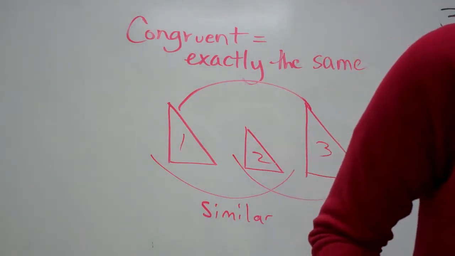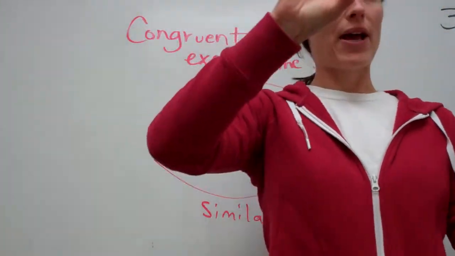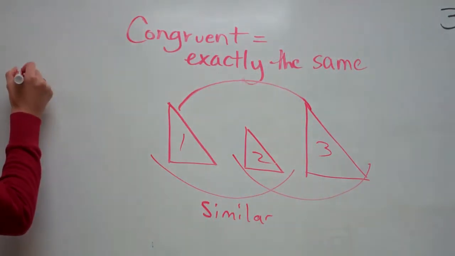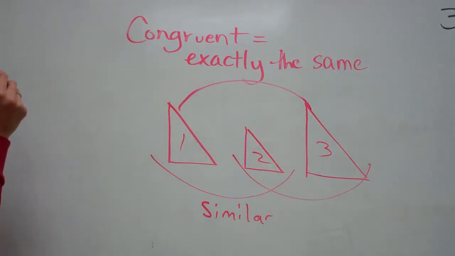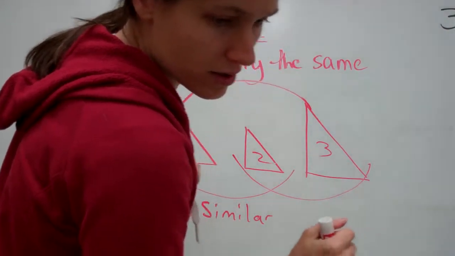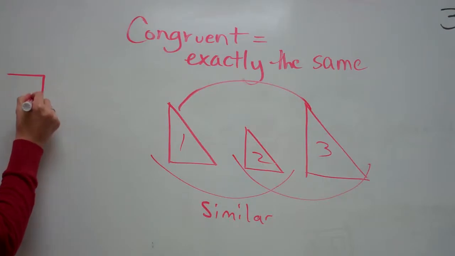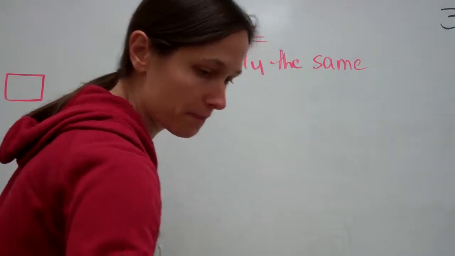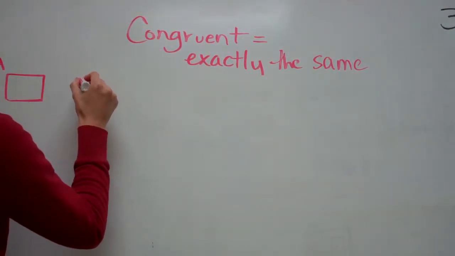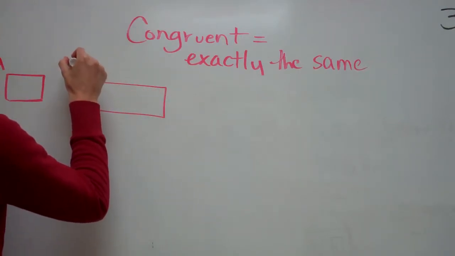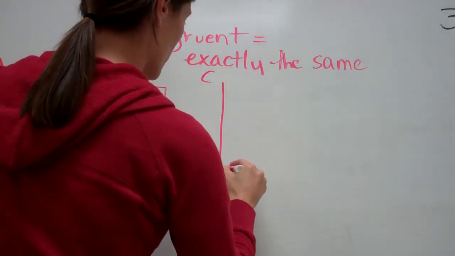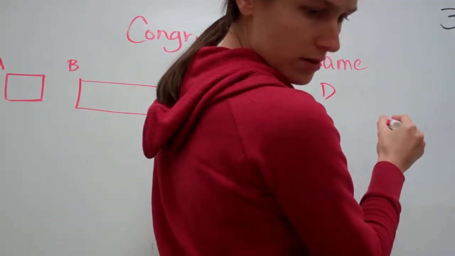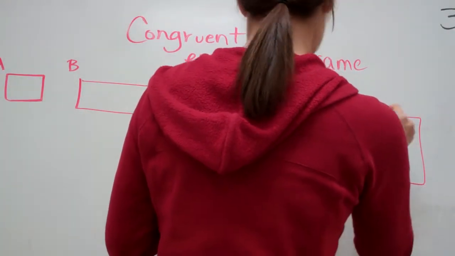Now, here's what I want you to see, is that no matter if I turn it, for example, here, it looks like B and C are congruent. It does say A and C, but I want to show y'all something, okay? Look up here. Let's say this one's A, this one is B, this one is C, and this one is D.